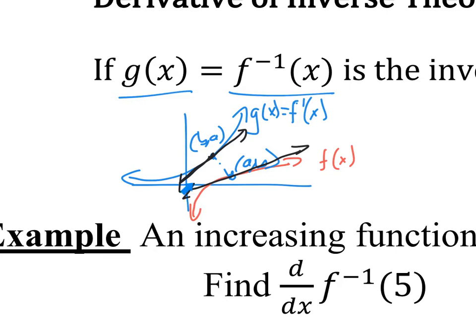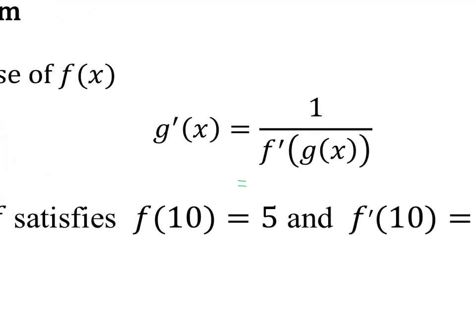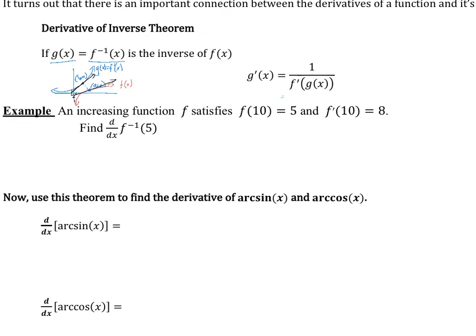Okay? So the slope of g of x, or the derivative of g of x at this point, is the inverse of this function. Okay? So the slope of g of x is the inverse of this. So the way we say that is this. The derivative g prime is 1 over the derivative of f composed with g of x. Okay? So here's a derivative we don't know. Here's a derivative we do know.